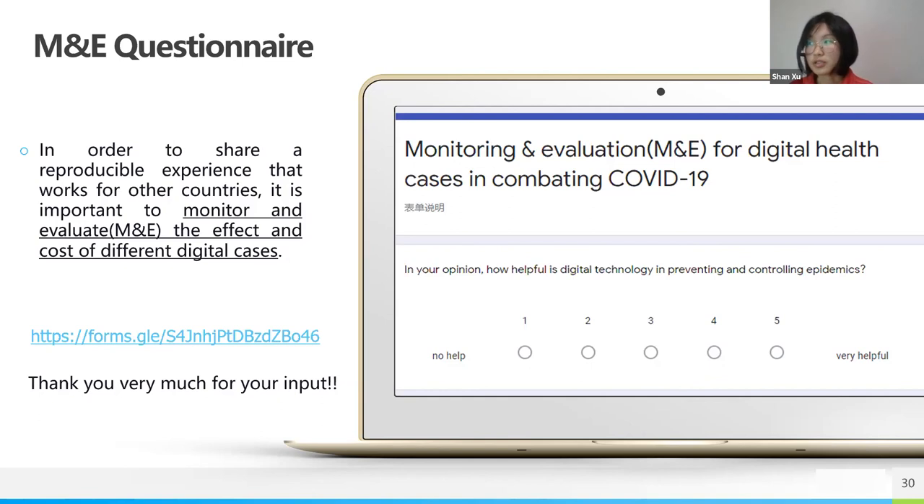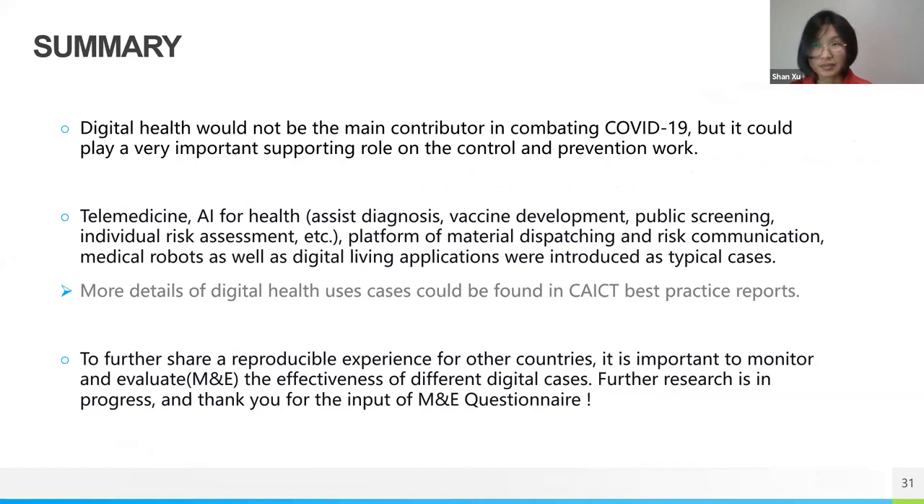As a start, we designed a questionnaire on the monitoring and evaluation part. We would appreciate it if you can share some information from your side and give us some input on this questionnaire. You are also welcome to contact me if you are interested in the evaluation part.